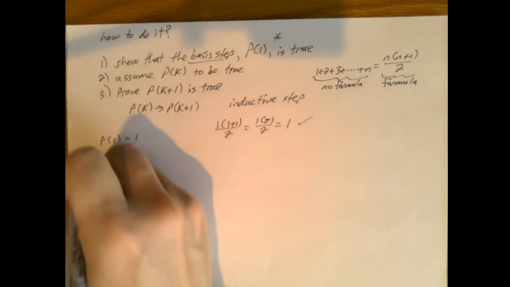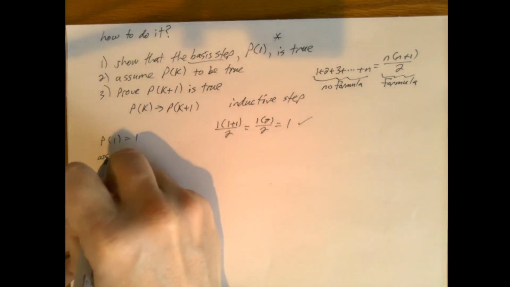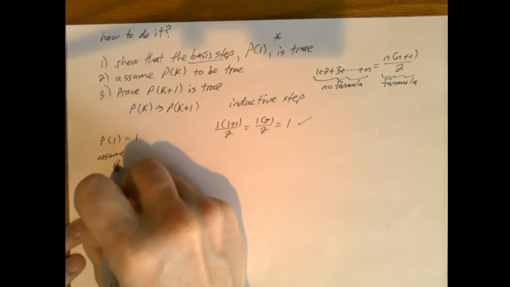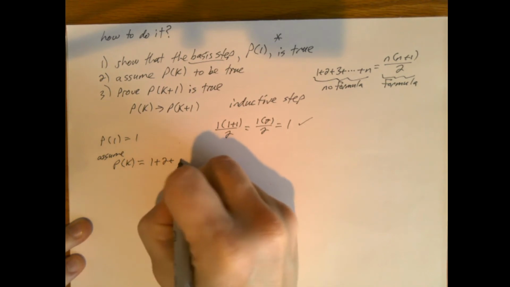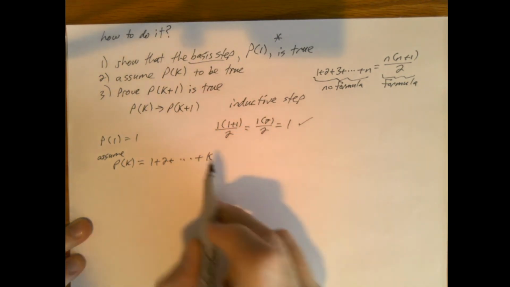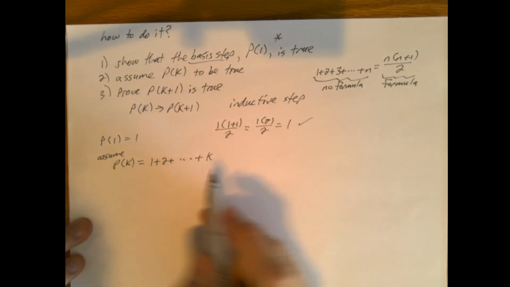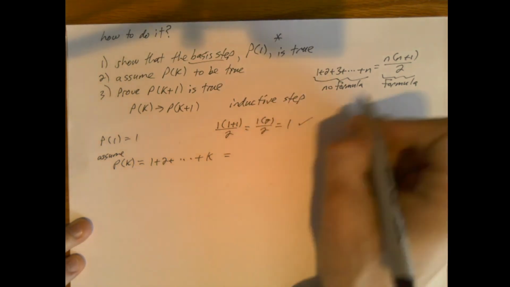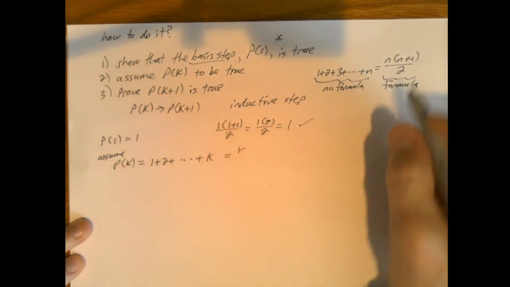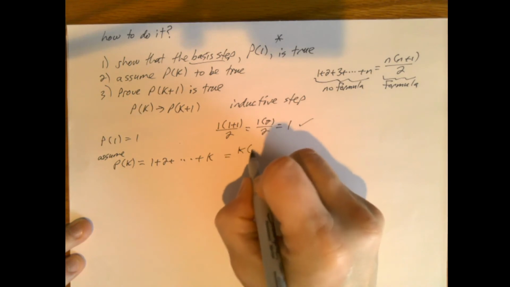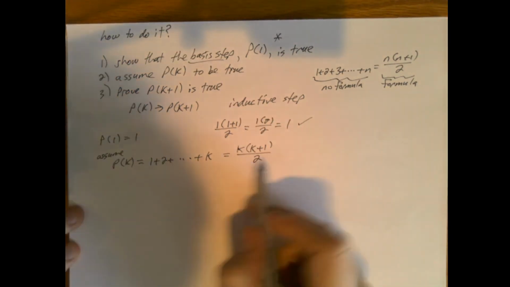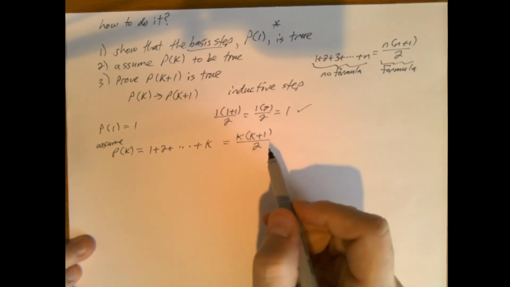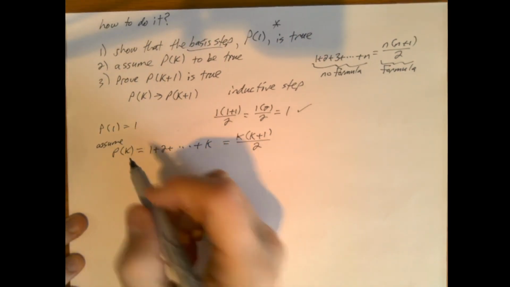Right? So now we assume that P of k is true, which means we would have 1 plus 2 plus ... plus k, the kth value. And if that's true, then according to the formula, and I'm replacing each n by k, we'd have k times (k plus 1) divided by 2. We assume that's true. But now we're going to put it to use.